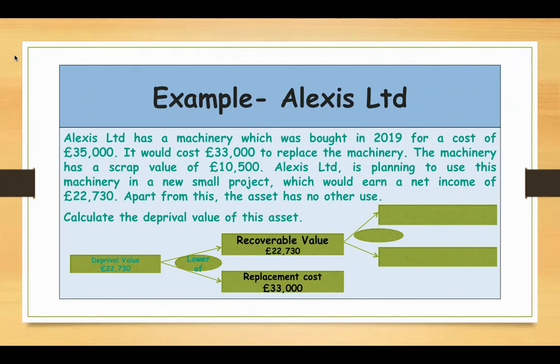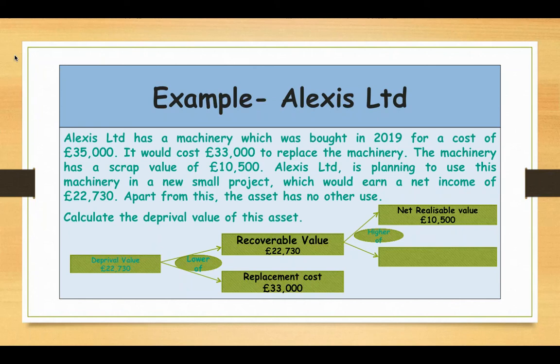Now, the replacement cost is given in the question, 33,000, but they didn't give us the recoverable value. So we need to find out the recoverable value. The recoverable value is the higher of the net realizable value and the economic value in use. The net realizable value is given, which is 10,500. That's the scrap value.